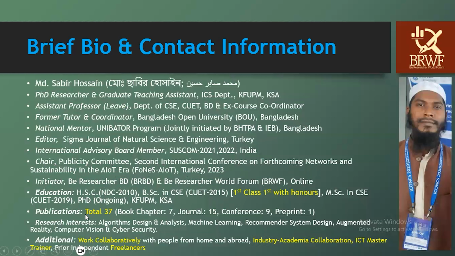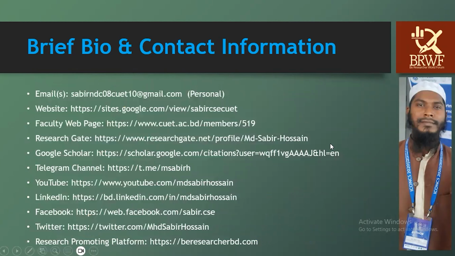This is some of my academic profile, and I have already published more than 37 research articles. My research interests are algorithm design, machine learning, recommendation system design, augmented reality, computer vision, and cybersecurity. Additionally, I am working collaboratively with people from home and abroad, and I also work on industry-academic collaboration. I am an ICT master trainer on how to use ICT in education. And in my student life, I was an independent freelancer. Maybe it matches with someone.